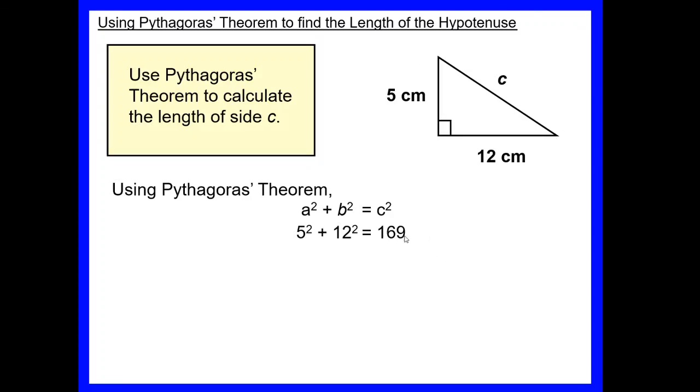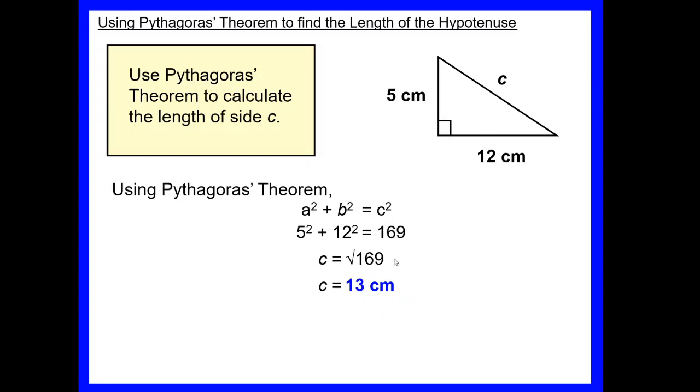So to find C, we do the inverse of squaring, which is square rooting. So we're going to square root the 169. That will tell us the value of C, and the square root of 169 is 13 centimetres. So the key bits there then: we square the two shorter sides and add them. We square root the answer, and that will tell us the length of the hypotenuse.